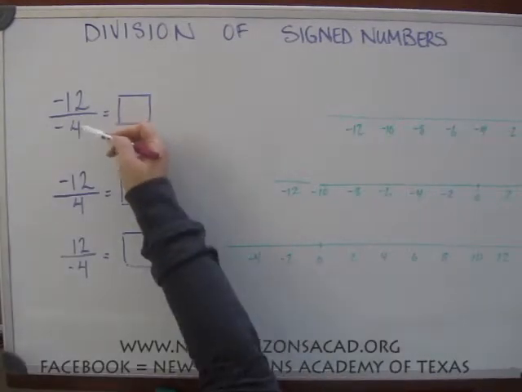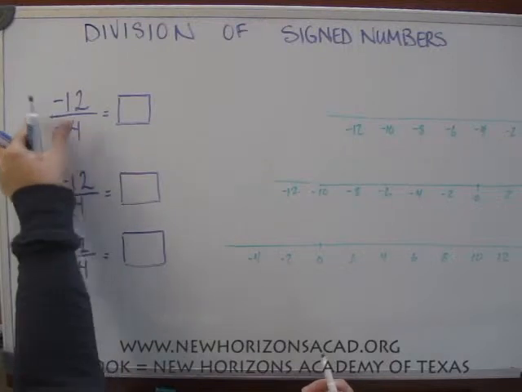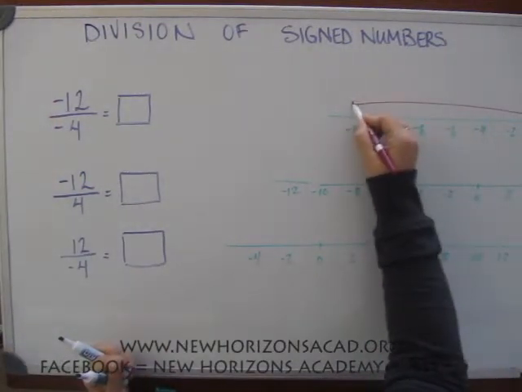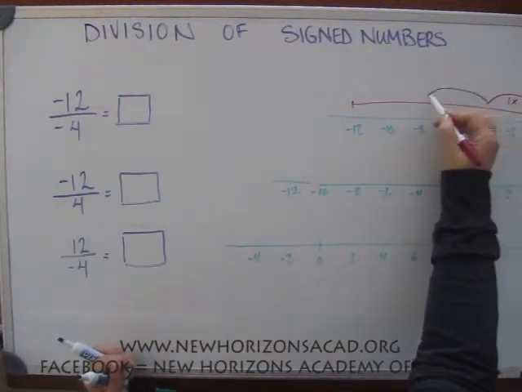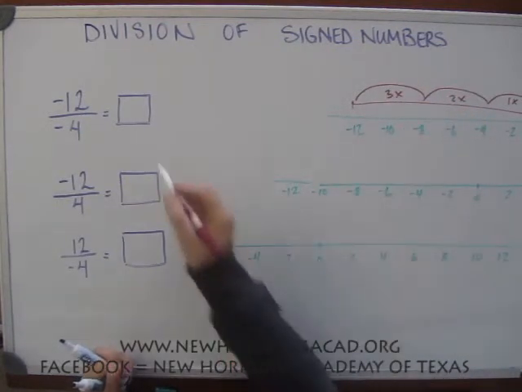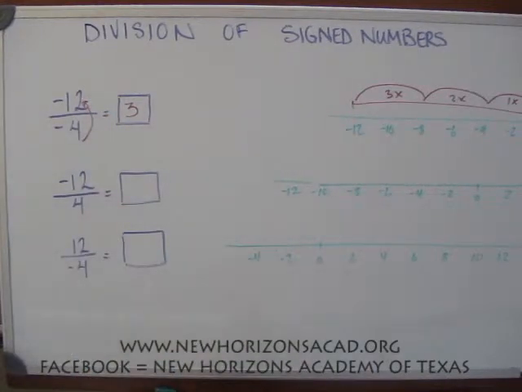Here I have negative 12 divided by negative 4. That literally means how many negative 4s fit into negative 12. Well, here is negative 12. And I see that negative 4 fits into it once, twice, 3 times. So the answer is 3. Negative 4s fit into negative 12.